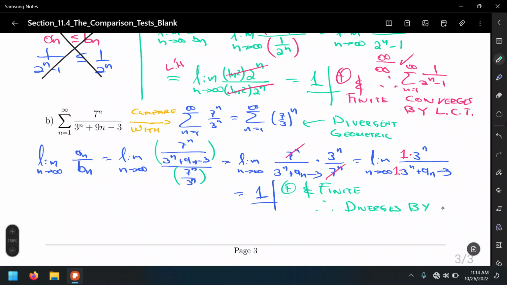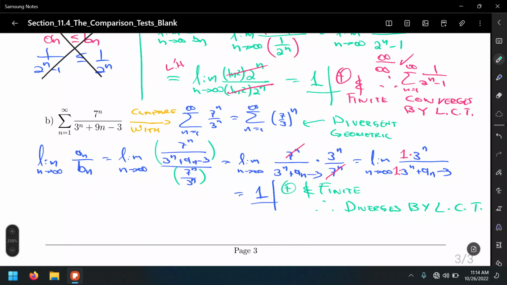Diverges by limit comparison test, LCT for short. And again, make sure every time you are working with infinite series, make sure to state which test you are using. Even though the work sort of depicts, and gives the grader an idea of what test you're using, just make sure to state it at the end.